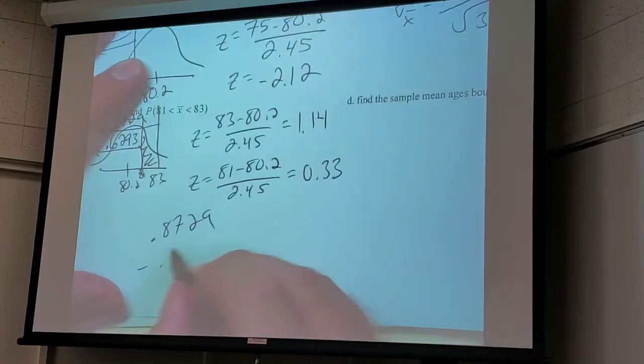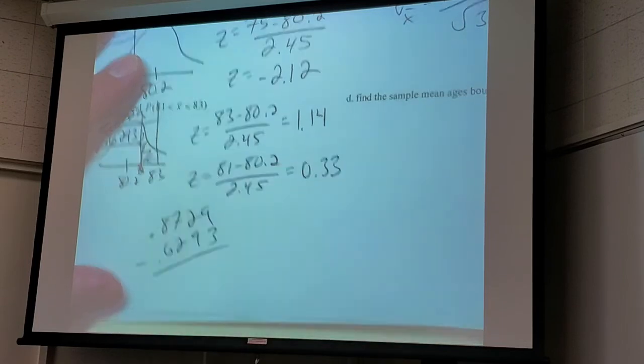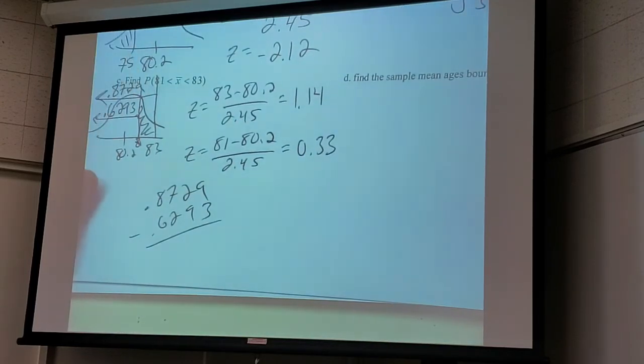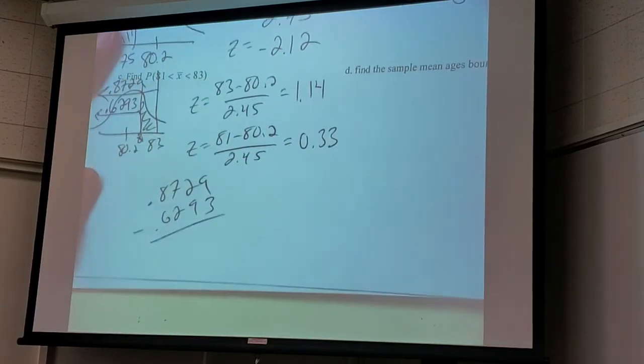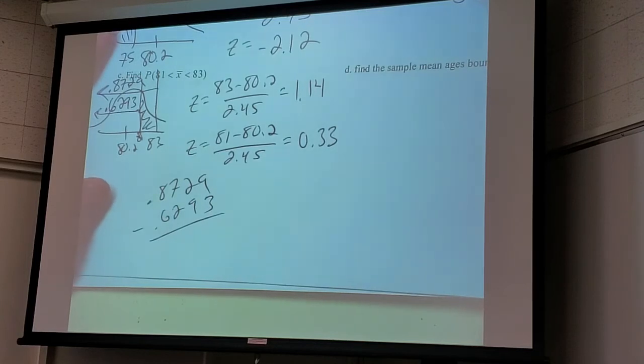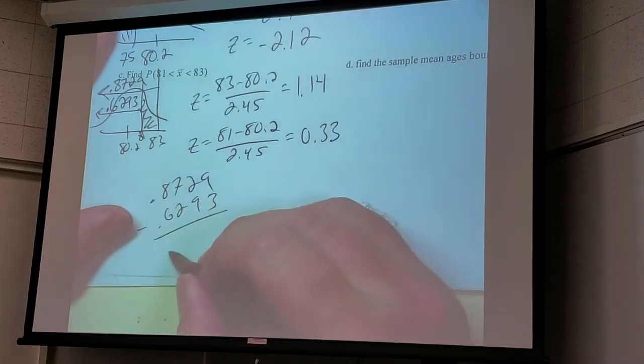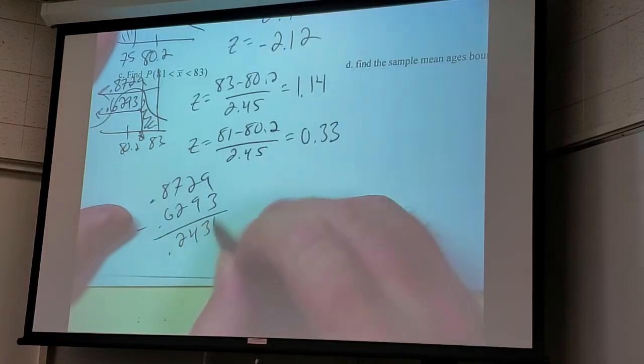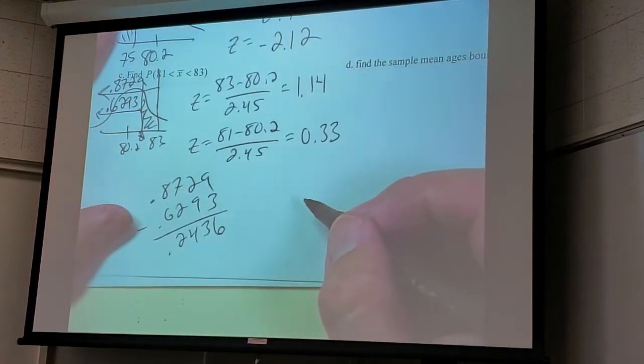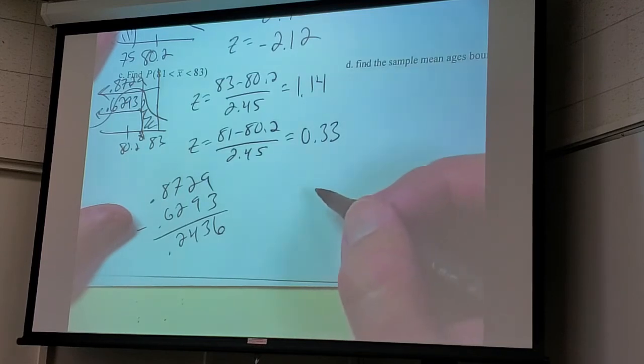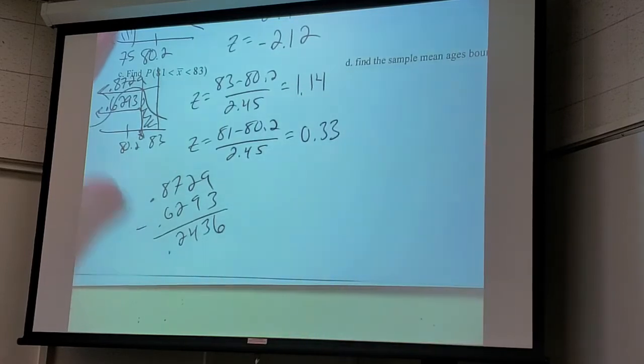0.8729 minus 0.6293. So 0.2436. Is that right? Sounds nice. Right. Huh? What are you looking for? I don't know. That's subtraction. Yeah, that's right. Okay.